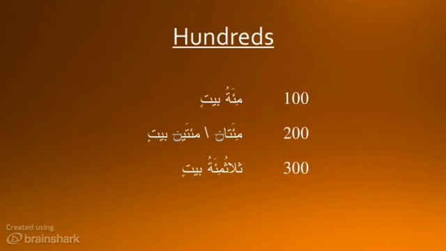The hundreds form an idafa. Mi'atu baytin. For 200, drop the noon. Mi'ata أو مئتي بيت. This is standard procedure for duals and plurals in an idafa unless they're the last word. The rest are all alike. ثلاثمائة بيت, and so on.